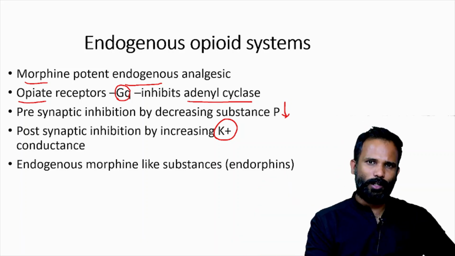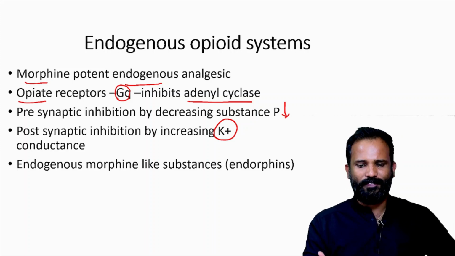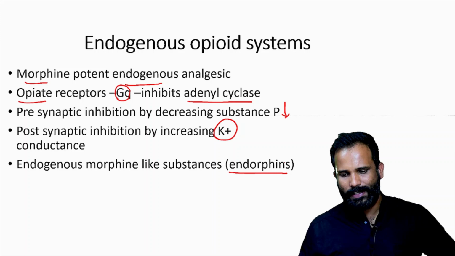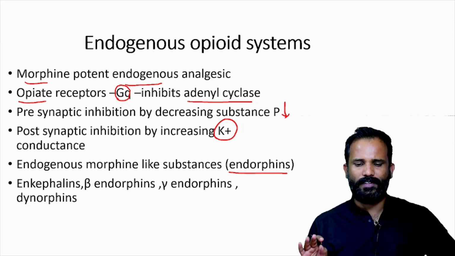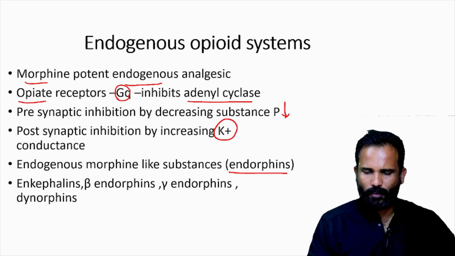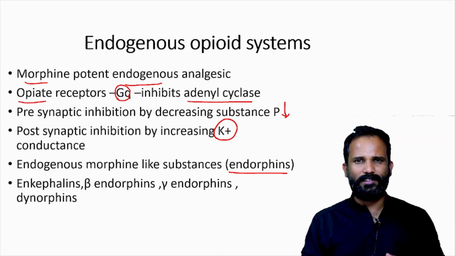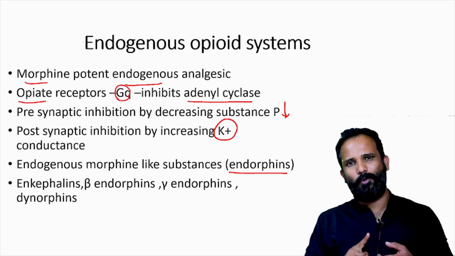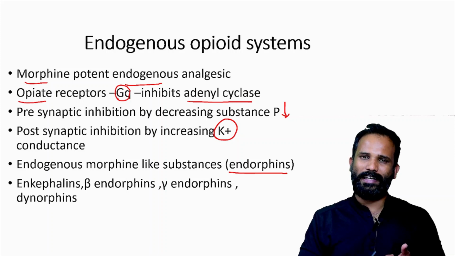And not only morphine, we have some endogenous morphine-like substances, we call them endorphins: enkephalins, beta endorphins, gamma endorphins, and dynorphins. These are all endogenous opioid-like substances. These act both pre and post synaptic. Pre by releasing less substance P, post by increasing K plus conductance.